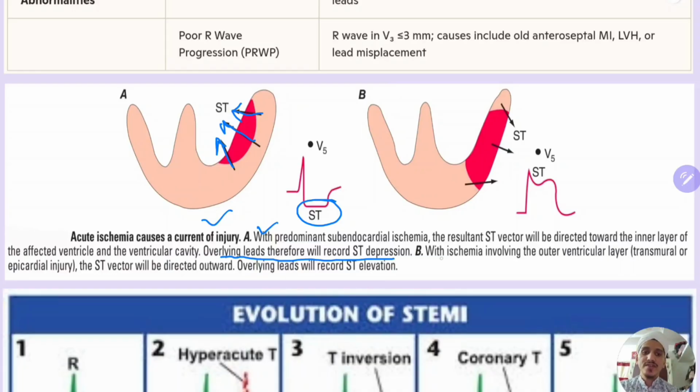And with ischemia involving the outer layer, transmural or epicardial injury, the ST vector will be directed outward. So the current of injury will be outward like this, towards the leads. That's why the ST segment will be positive here. Here it will be negative because the current is away from the injury. So that's the reason for depression and elevation in NSTEMI and STEMI respectively.